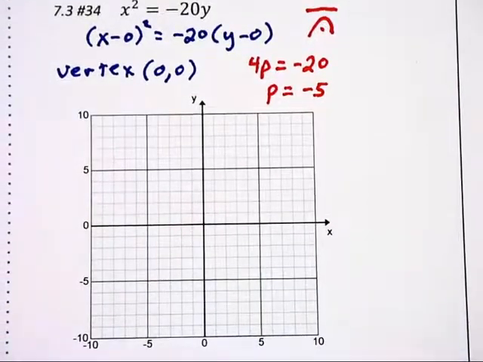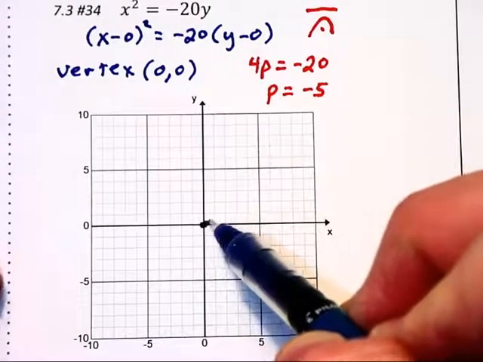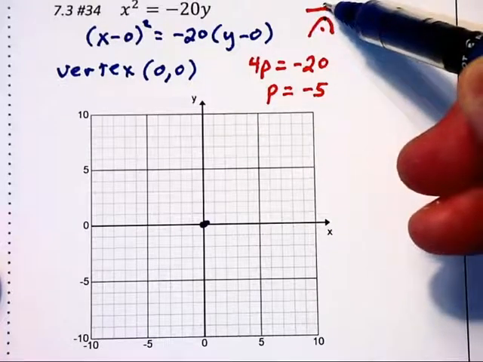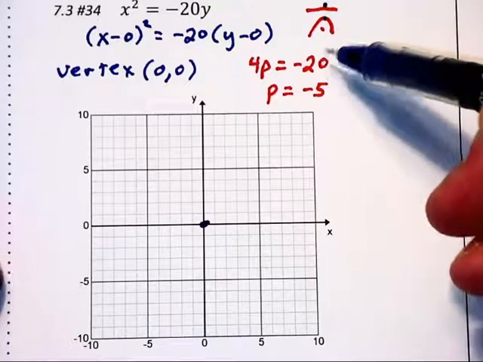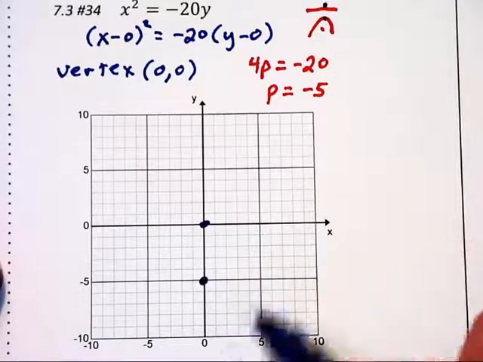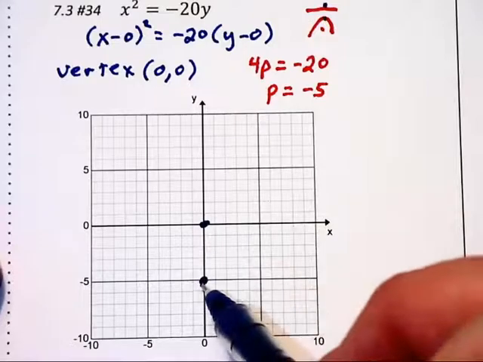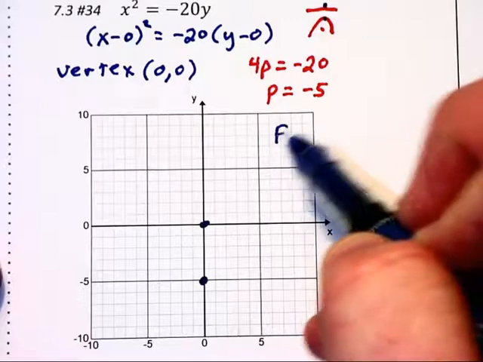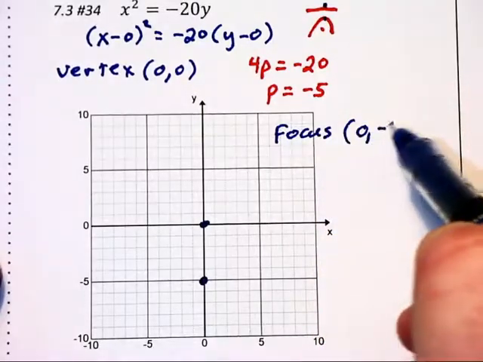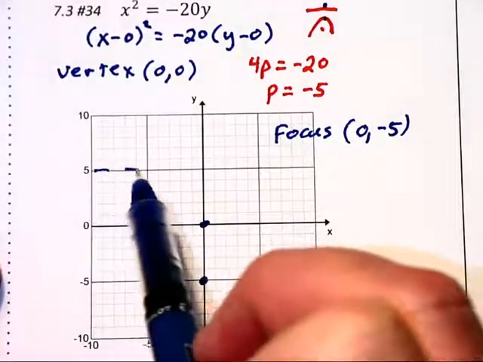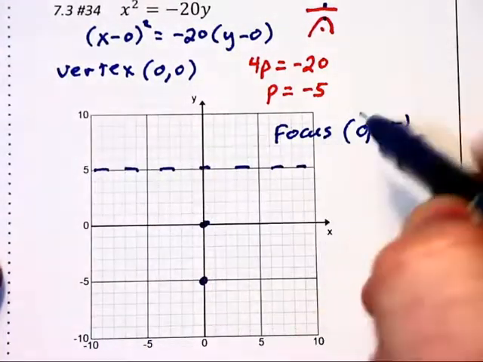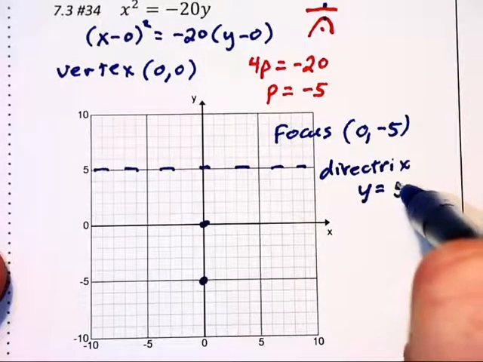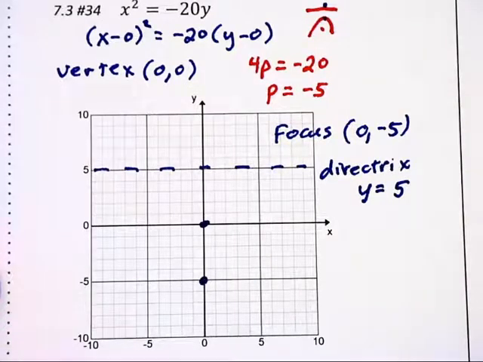Now, let's use all this to draw our graph. The vertex is at the origin. We know from this p equals negative 5 that from our vertex we're going to go up 5 and down 5 to get to the directrix and the focus. So the focus will be 5 units below the origin, because in my little sketch it was down below, and therefore I can write that the focus will be at (0, negative 5), and the directrix will be 5 units above the origin, which will be the line y equals 5. So there's our focus and directrix labeled.